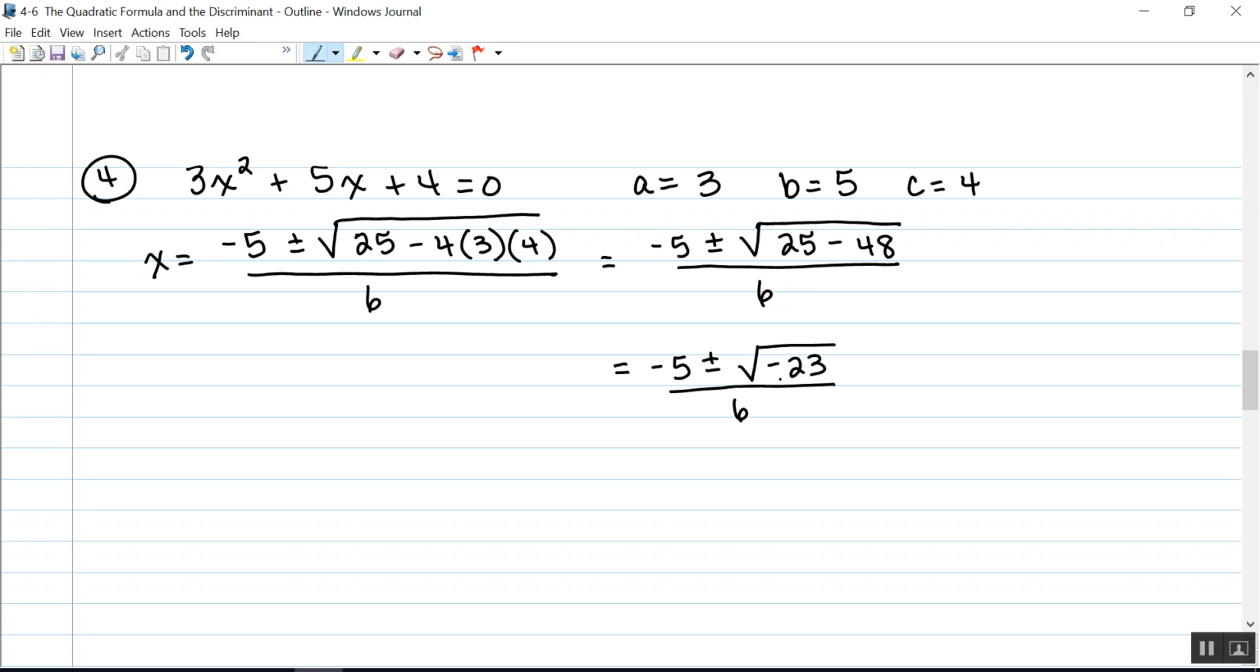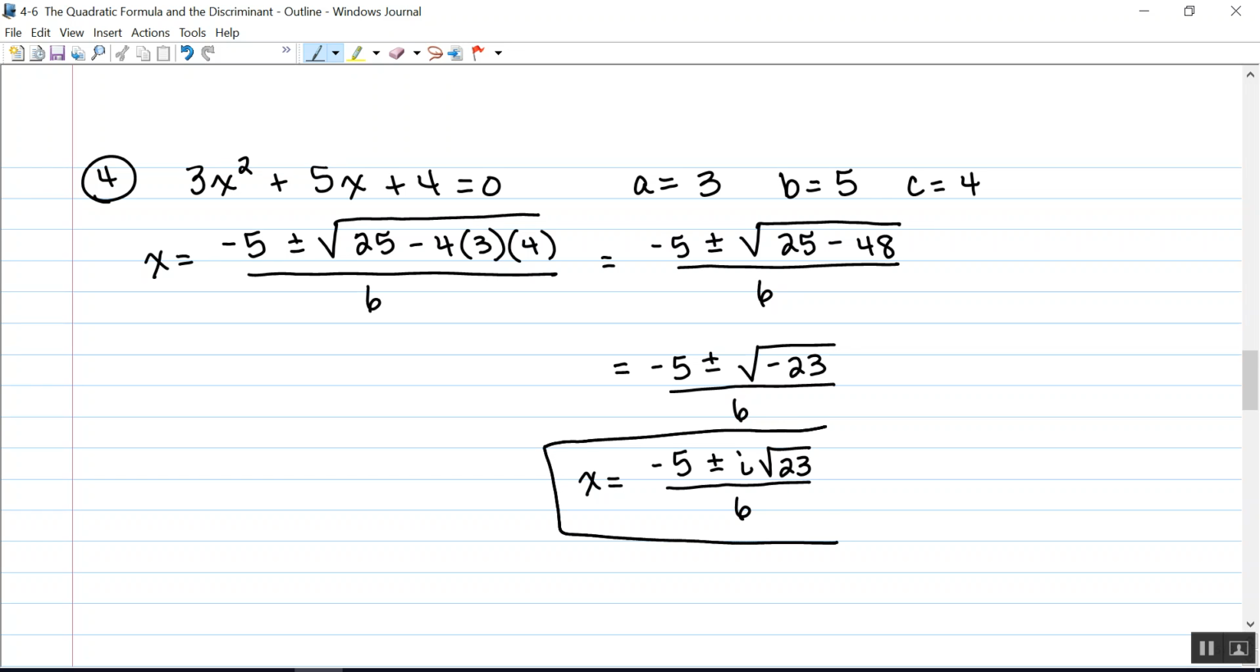And I can't leave my answer that way. I can't leave the negative under the square root. So that's going to be like a square root of negative 1, which will be an i that comes out front. So my final answer is x equals negative 5 plus or minus i square root of 23 over 6. And yes, it's kind of a funny looking answer, but that's correct.